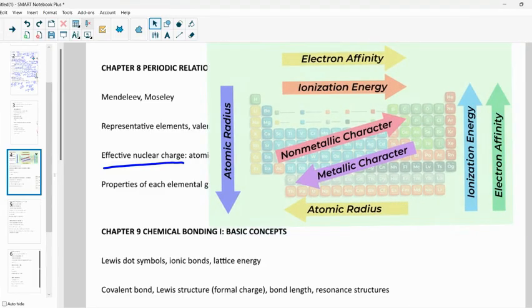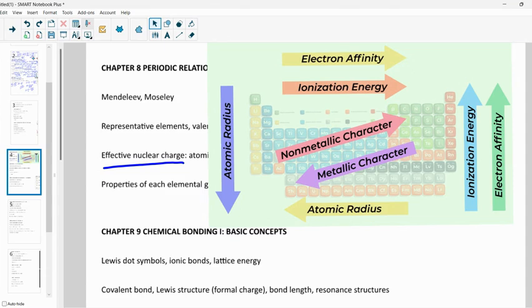Properties of each elemental group. I would just say group 1 and group 2, those are our reactive metals. All right, alkali metals, alkaline earth metals. Our noble gases, we know that they have a full outermost energy level, so they don't tend to form bonds with anybody. Halogens, and then we don't really name the rest. We call these the transition metals in the middle, inner transition metals down the bottom.